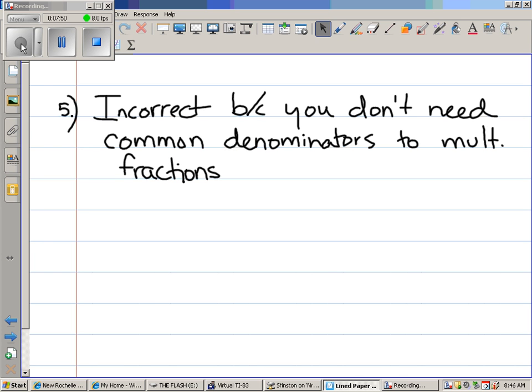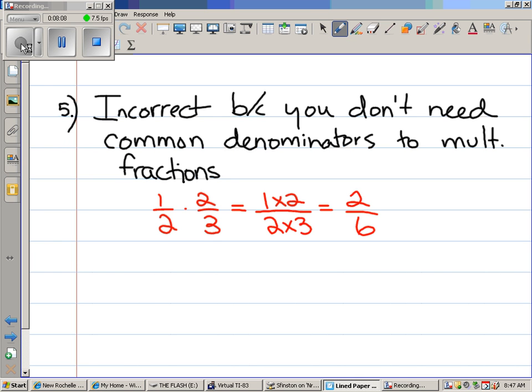And now let's do it the right way. You've got a half times 2/3, and that's just going to be top times top. Let me write it out as you would see it. 1 times 2 over 2 times 3, which is 2 over 6, which is how much, Cynthia? Reduce, yeah, 1/3. Excellent. Great job. That's really what the answer should be.